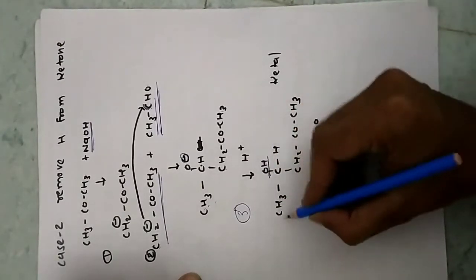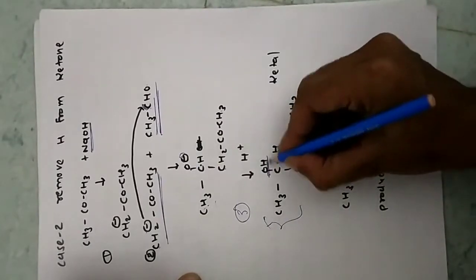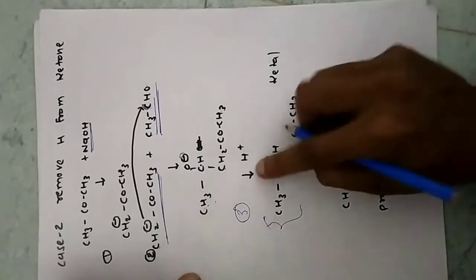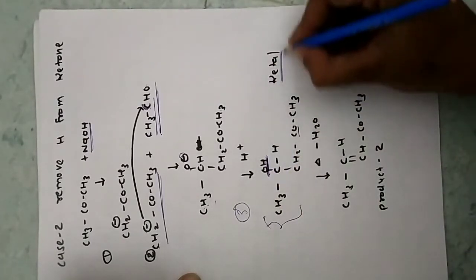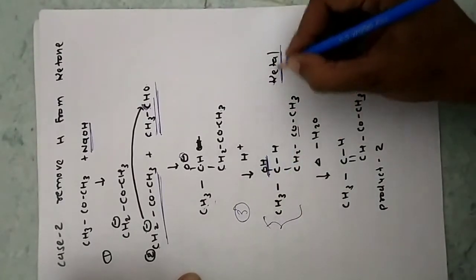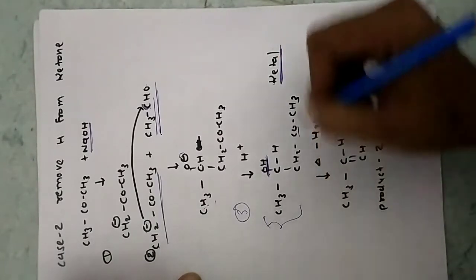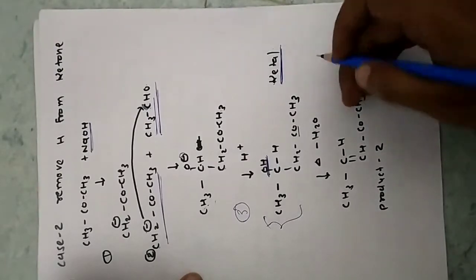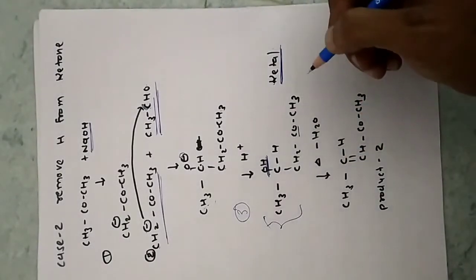Now this structure, here you can see ketone group and OH group, both are on same structure. So it is called ketal. Ketone plus alcohol, so it is called ketal. Now in next step, what you have to do? Remove H2O. Now how will you remove H2O?